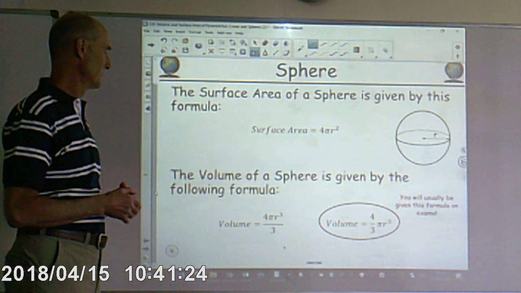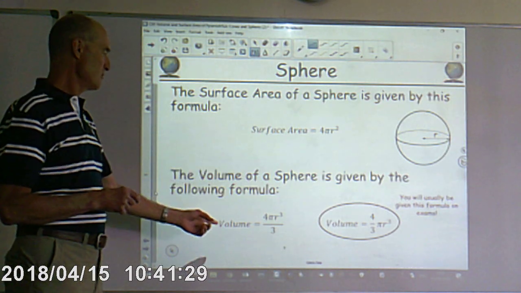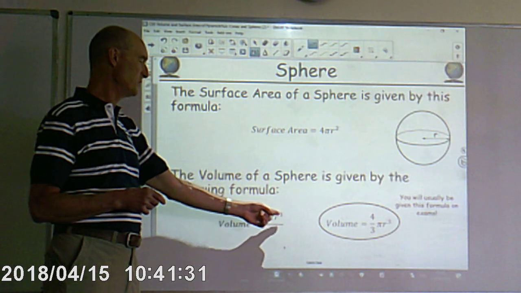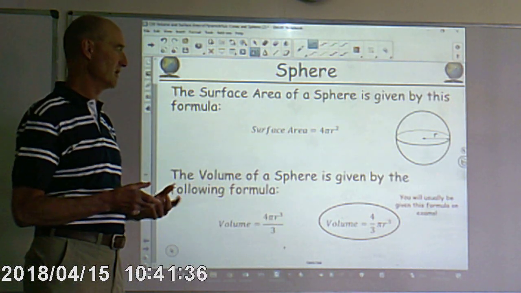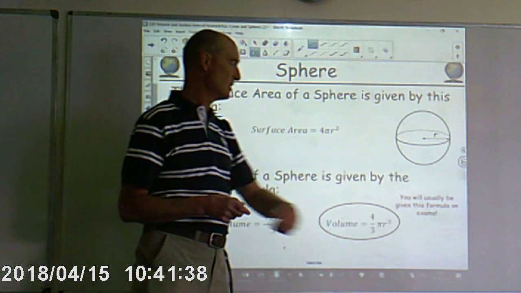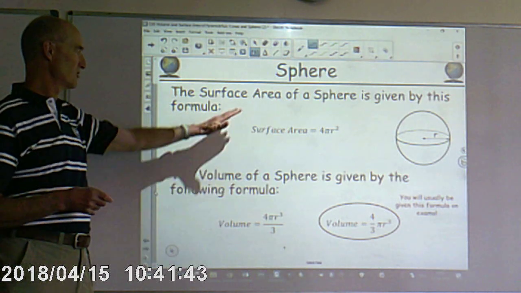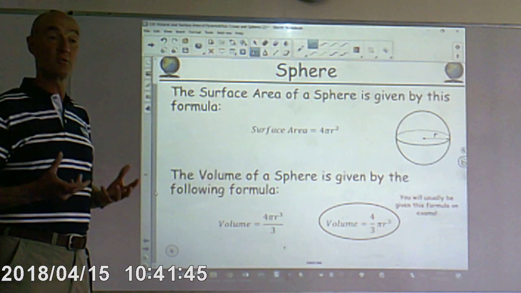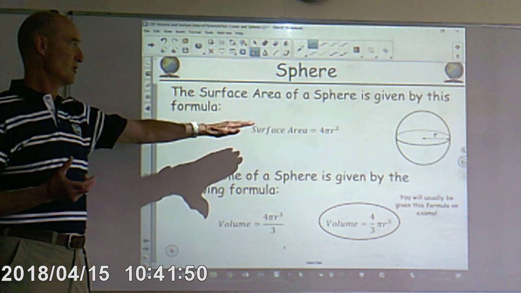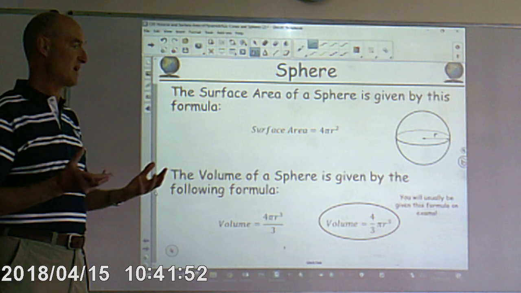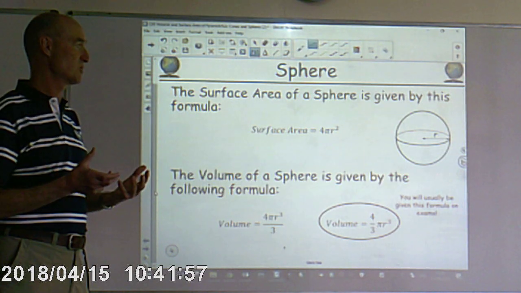So write that down. The volume of the sphere we've had a look at briefly before. The volume is 4 pi r cubed divided by 3. It does say there, you will usually be given this formula in an exam. Okay? So you need to write down those two formulae. And all I'm asking you to do for today's exercises is simply take those formulae, think about the fact that you're dealing with a ball, a sphere, in each of the examples, and have a go at some simple problems with them.